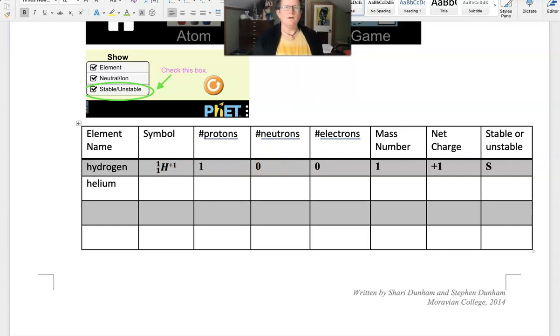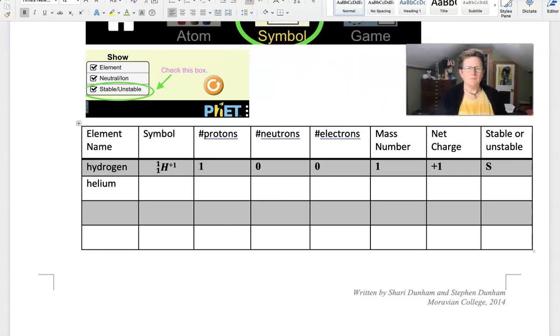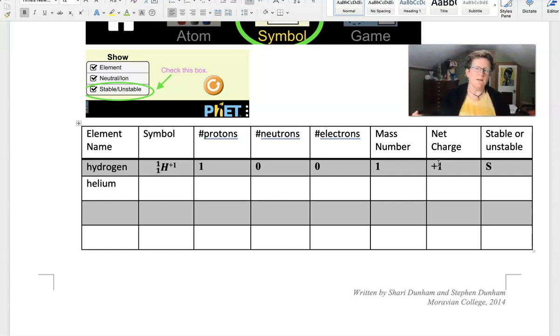It has 1 proton, 0 neutrons. No other element will probably have 0 neutrons. 0 electrons, a mass number of 1 because there's only 1 proton, no neutrons, a net charge of +1. There's a proton without an electron to balance it, and it is stable because it says it's stable. We can use this little checkbox here, which we will turn on to tell if the atom is stable or not. Let's make some helium.